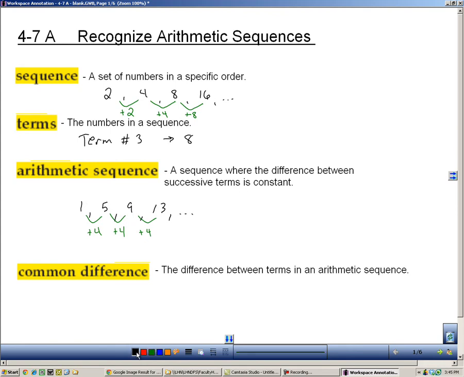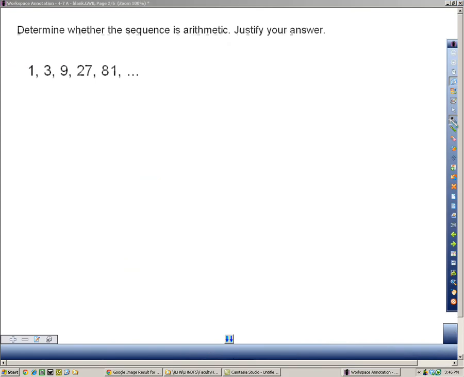It's an arithmetic sequence. Now, that value there, that's called the common difference. It's the difference between the terms. So in this particular example, the common difference is a plus 4. So that's how you find arithmetic sequences. You look for sequences that have a common difference between terms, and if they do, we know it's arithmetic.